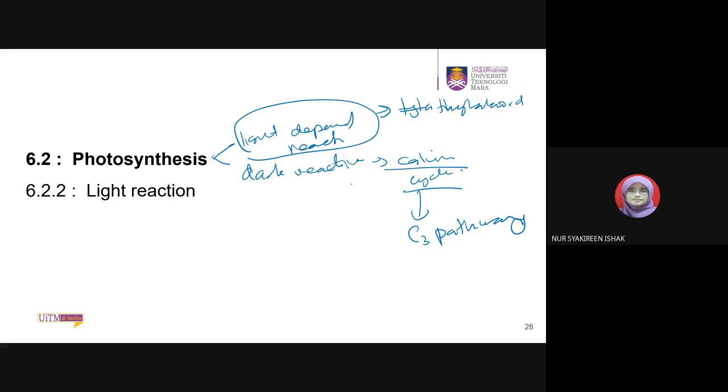Okay, at the thylakoid. To be specific, the thylakoid membrane, because it is where the chlorophyll pigments are embedded. For the Calvin cycle, the location is the stroma. Okay, at the stroma.